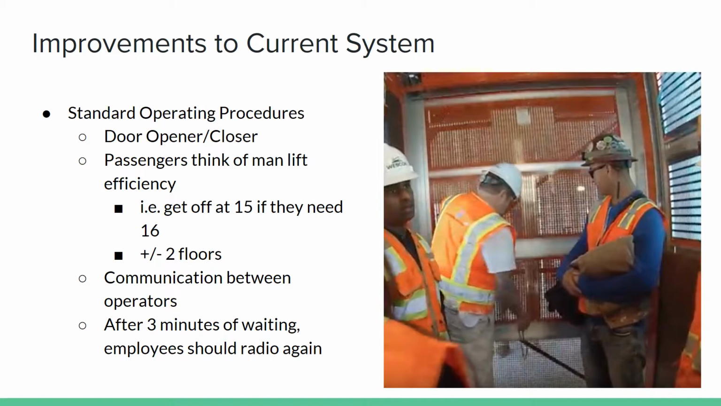After that, we think that passengers should keep in mind the man lift efficiency. So for example, if they need floor 16, they could get off at floor 15. Currently, it takes about 5 seconds for employees to climb the ladder in between each floor. And while it does only take about 2.5 seconds for the man lift to ascend one floor, if unloading and loading times are included, then it takes closer to 30 seconds each floor that the man lift stops at.